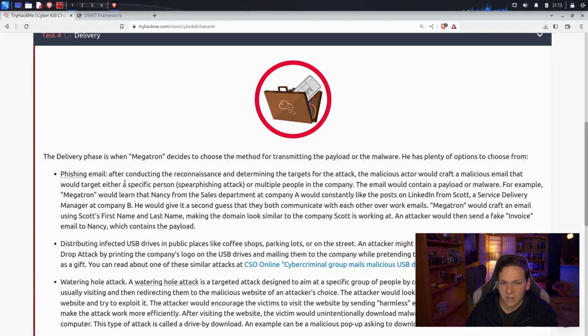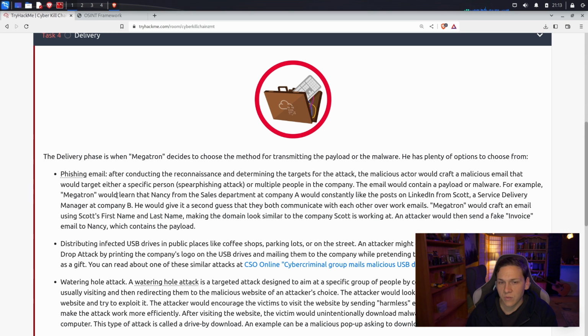After conducting the reconnaissance and determining the targets for the attack, the malicious actor would craft a malicious email that would target either a specific person, a spear phishing attack, or multiple people in the company. The email would contain a payload or malware.